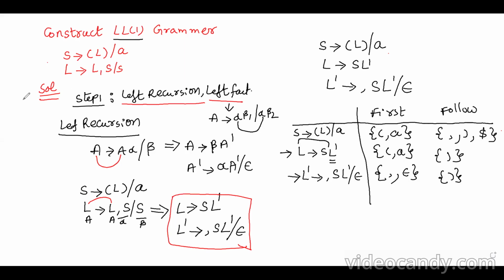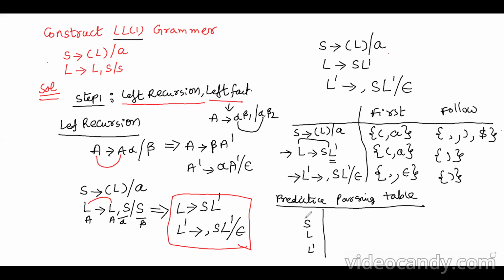Now let us go for the predictive parsing table. This is also called LL1 grammar. Let us construct the predictive parsing table. In the given grammar, what are the left side values? S, L, L dash. Just write here S, L, L dash.